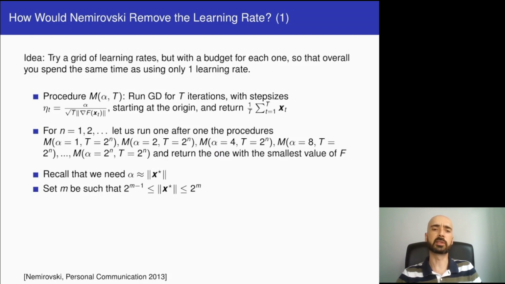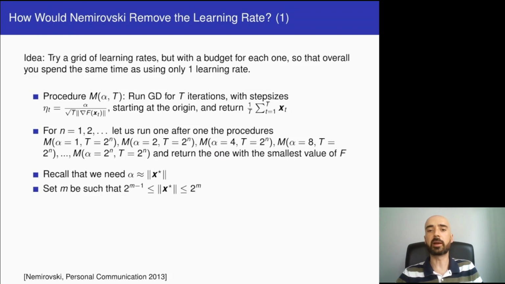Now, what you do is that you run this procedure with different values of alpha from 1, 2, 4, 8 till 2 to the n, for T equal to 2 to the n iterations for each one of them. And you run this thing one by one. Then when you arrive at the end, you return the one that has the smallest value of the function f. Okay. Now, what you're doing here is basically you are trying all the possible learning rates and setting alpha each time to a different value.